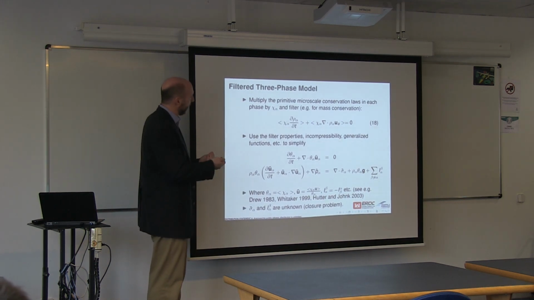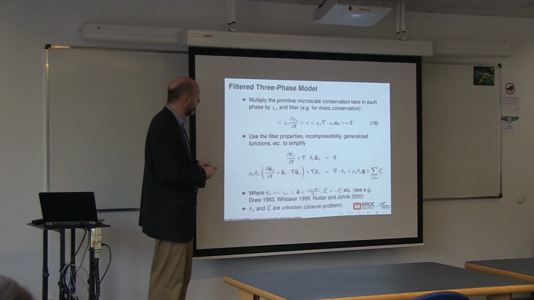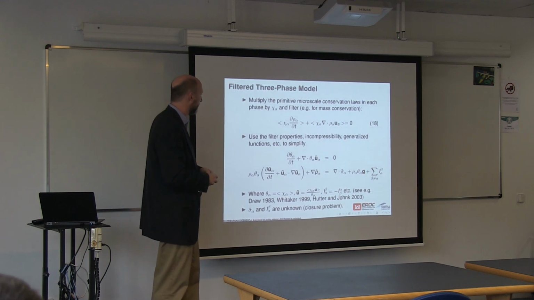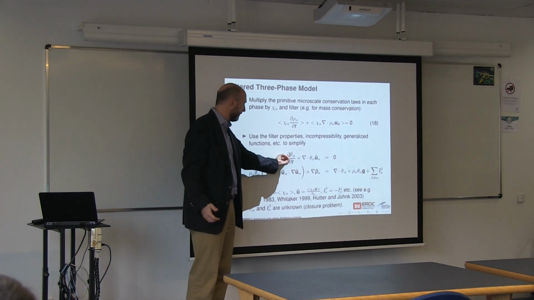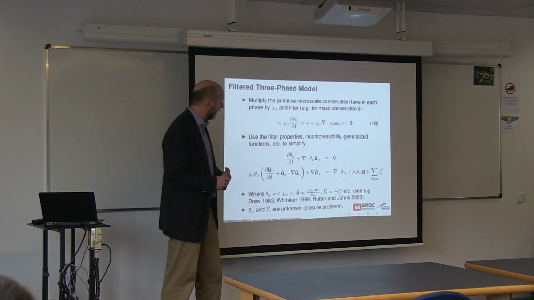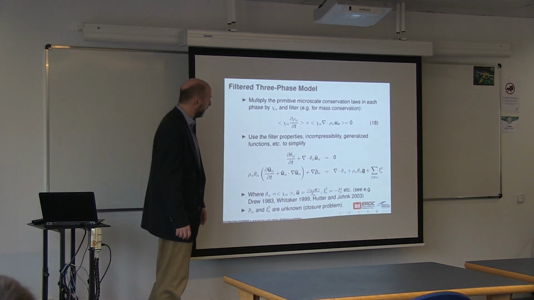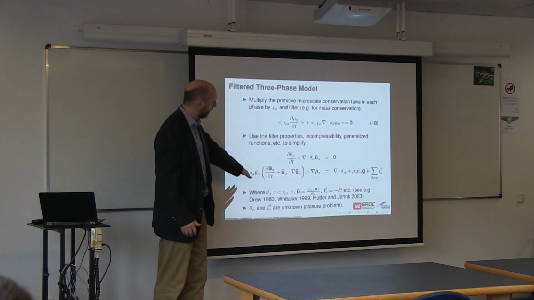And so I multiply that by the characteristic function, and now I average over all of space with my filter. And doing that, employing generalized functions, we end up with a mass conservation statement at the larger scale. Now my new variable is the volume fraction theta, and a filtered or average velocity u alpha. You do the same thing for the momentum, and you get a momentum equation.